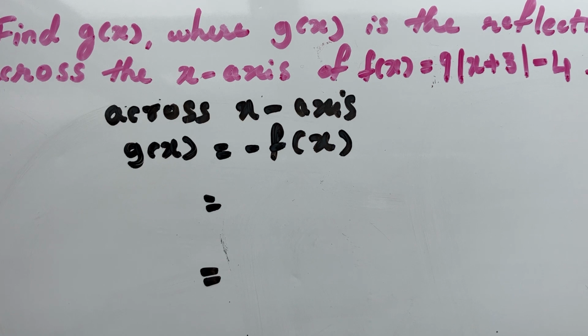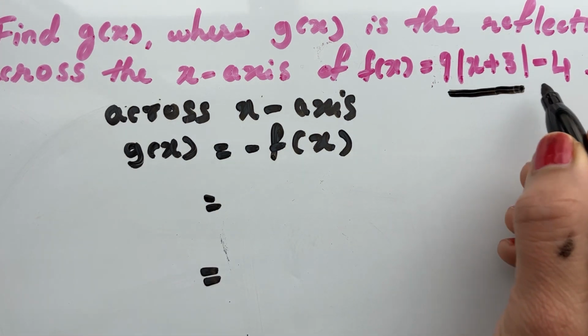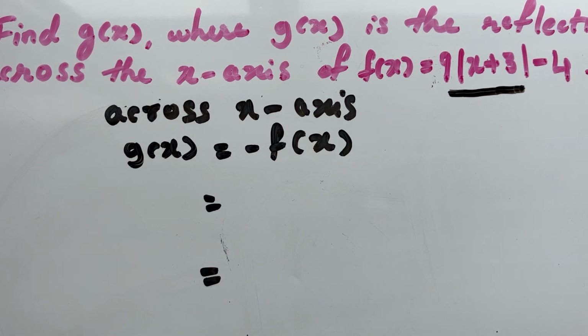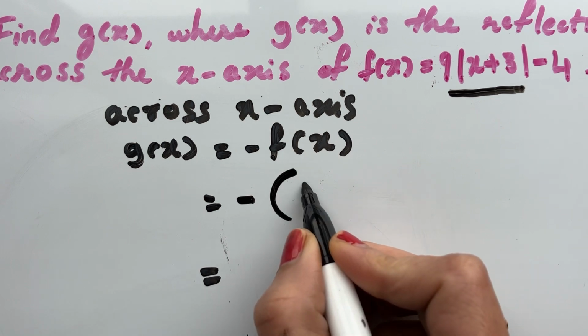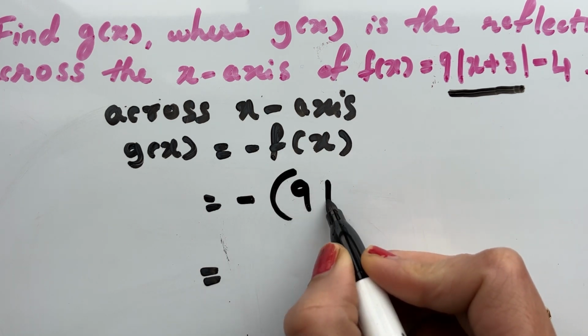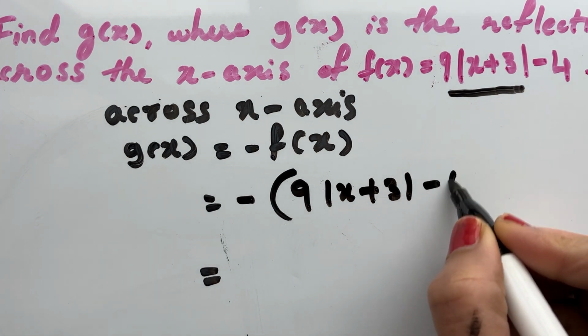Question number 3. Here you have to find g(x). Again, g(x) is the reflection across the x-axis of the function f(x) is equal to 9 times the absolute value of (x plus 3) minus 4. This is again across the x-axis, so g(x) is taken as negative f(x). Negative 9 times the absolute value of (x plus 3) negative 4.